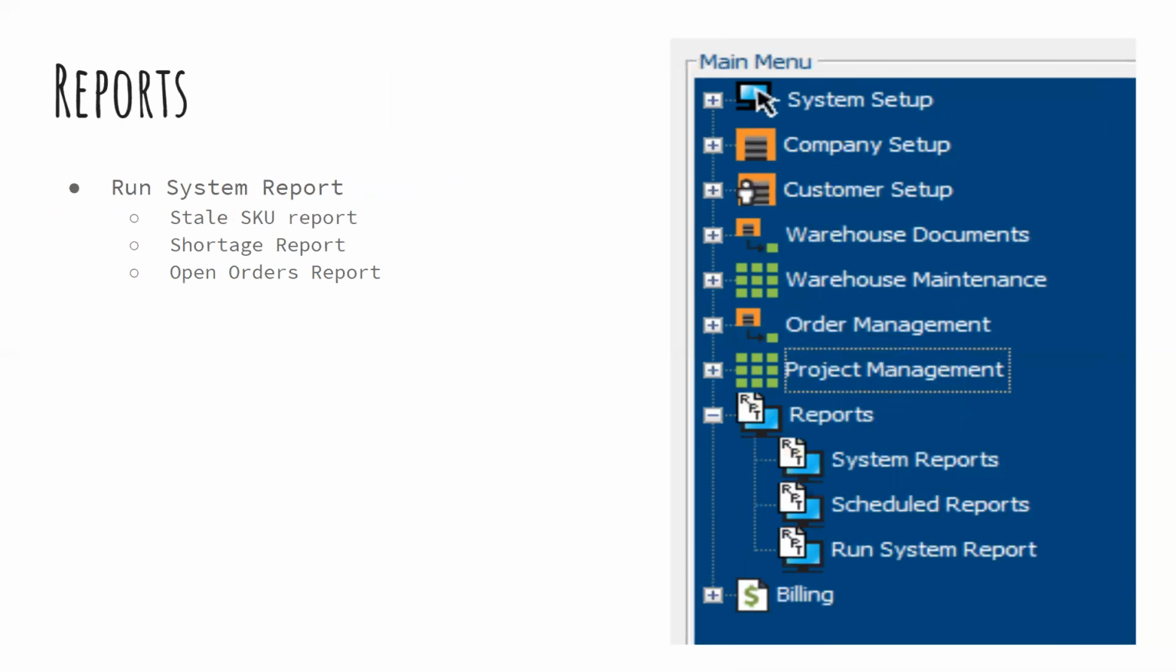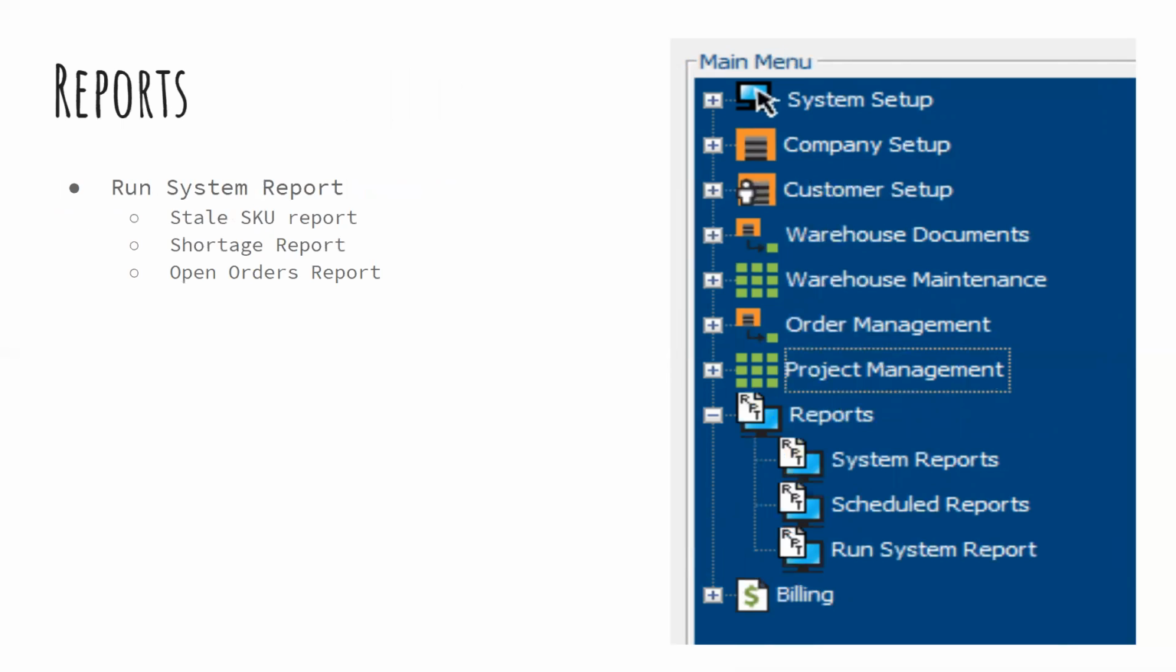Our next function is reports, and we actually run quite a few reports out of RAMP. The only option out of these 3 on reports will be the run system report. Once this is open, the selection of reports can be run.